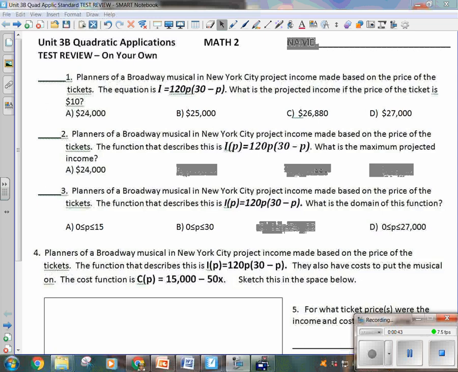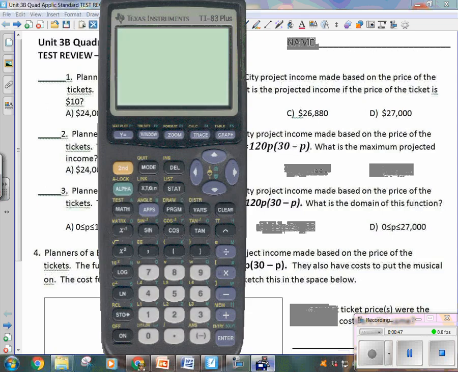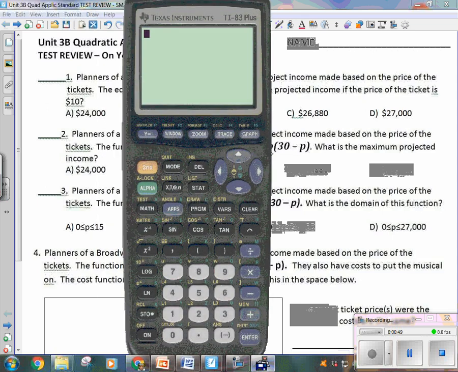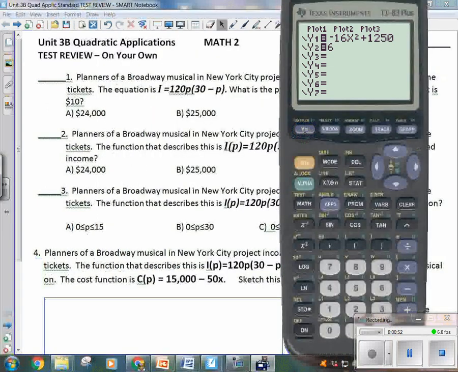All right, number one, planners of a Broadway musical. This is the kind of problem where we would actually need to use our calculator. This is the income and cost problem, and we've done a few of these in class. So the first thing we do is go to y equals, clear out what I have, and type in exactly the way I see it. And obviously I'm going to have to use an x for p.